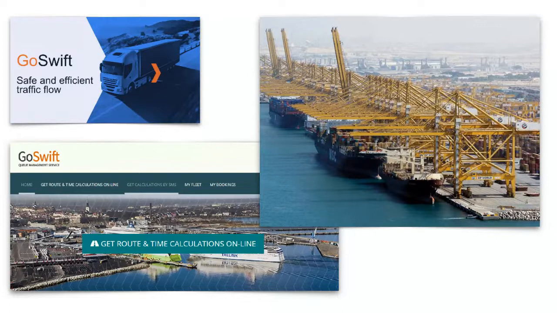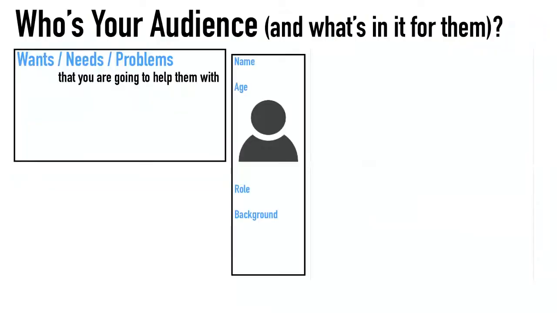It's not a place that lots of people have heard of. So change your message slightly to fit the audience you're talking to. This is why it's important to think about your audience, because you might have the same core message. The same core message for Goswift is, we are a safe and efficient way of moving traffic. But where you place that story might change depending on who you're talking to. So it's worth always thinking about who's your audience, and also what's in it for them?